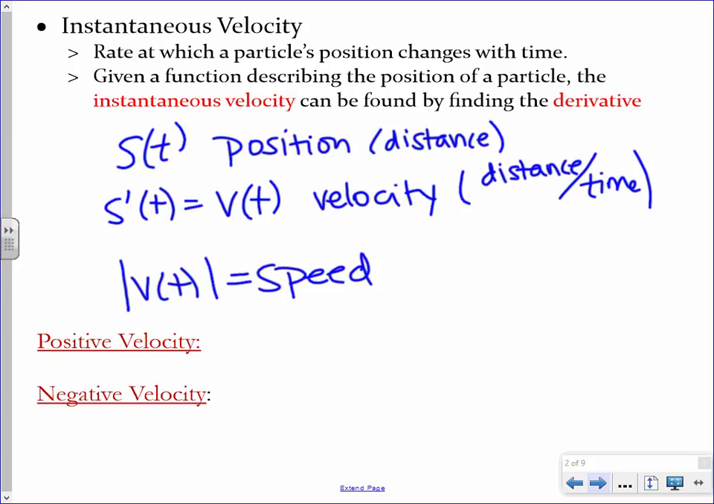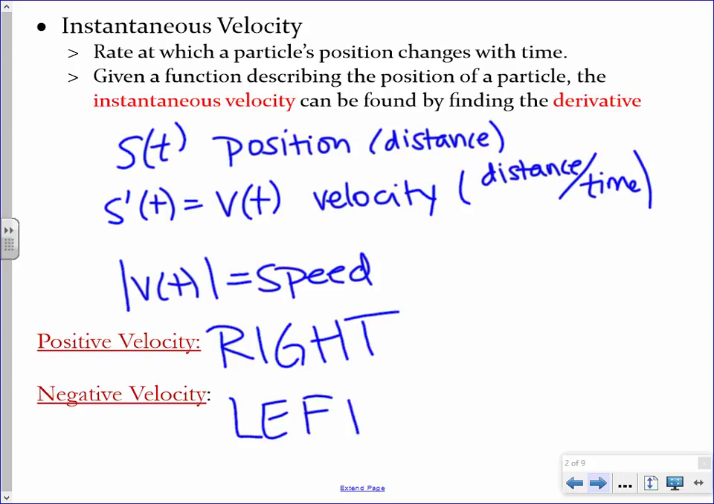I already had you think about this concept last night, but let's talk about velocity, positive versus negative velocity. If we have positive velocity, what's happening? Which way are we moving? To the right. If we have negative velocity, which way are we moving? To the left.